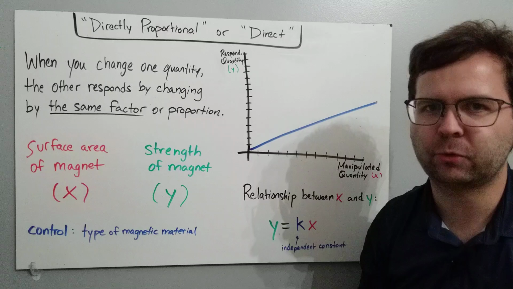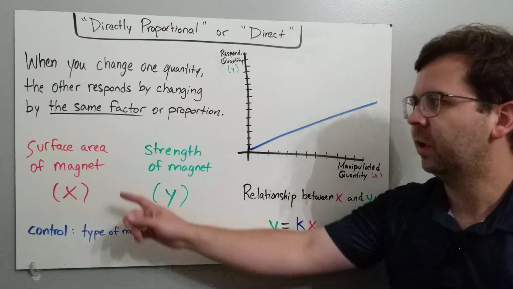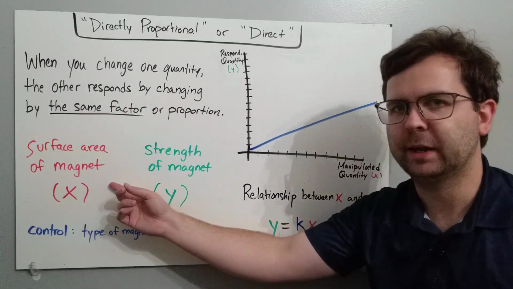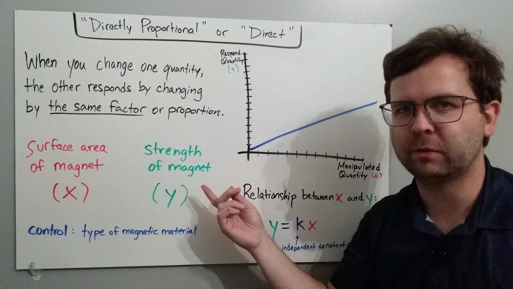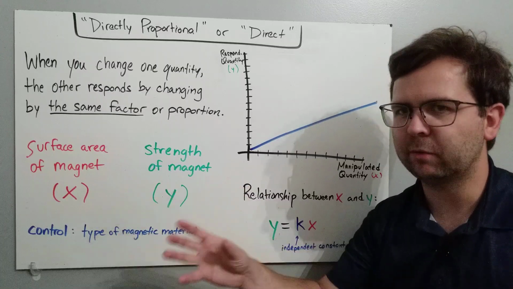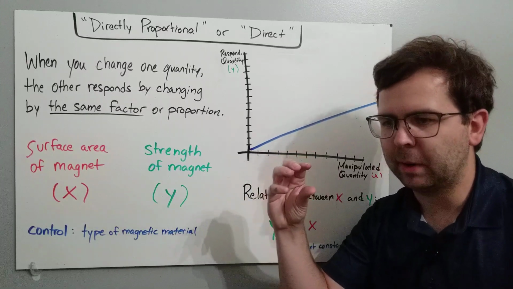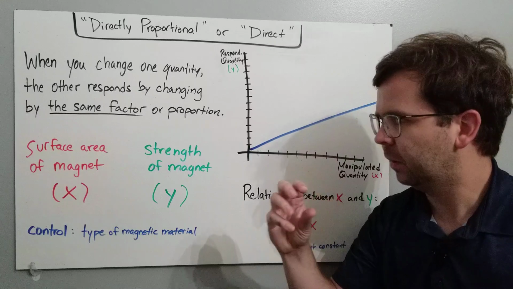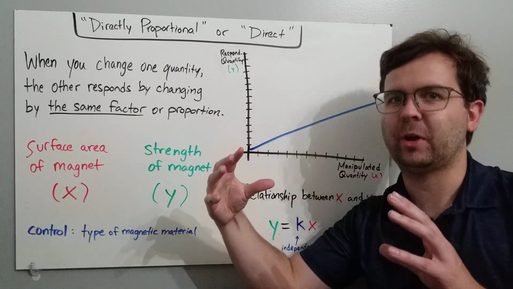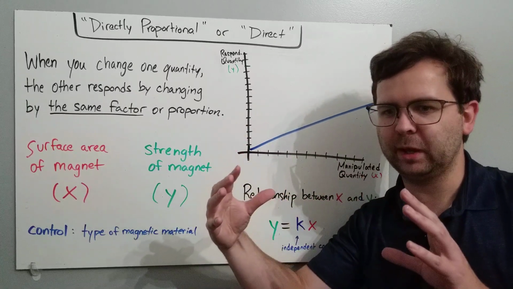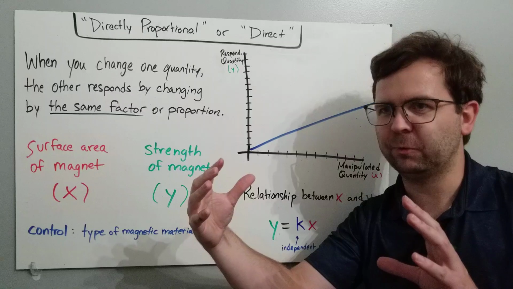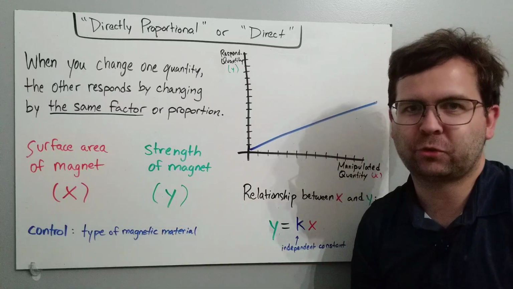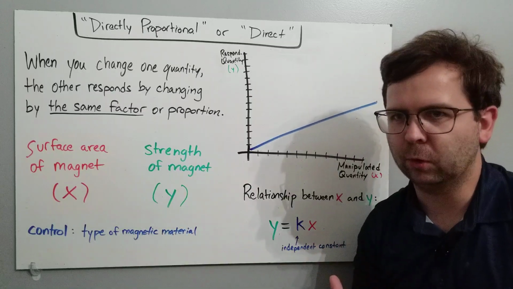So an example of this relationship in nature is the surface area of a magnet and the strength of that magnet. So if you have a small magnet, it might pull things pretty easily. But if you double the surface area of the magnet, you make it twice as big, twice as much magnetic surface, it's going to have twice the strength, twice the amount of pull, right?